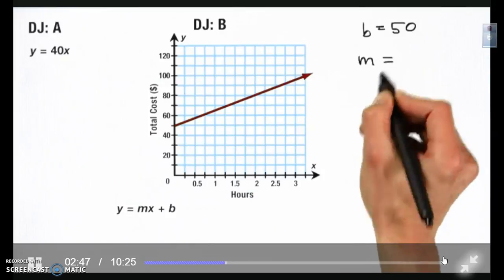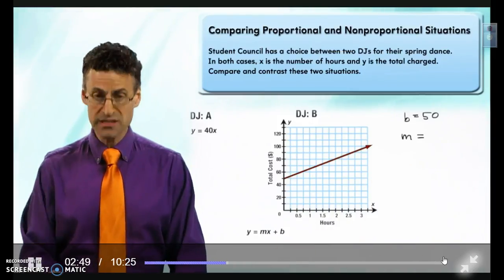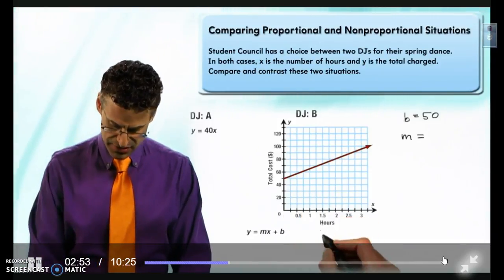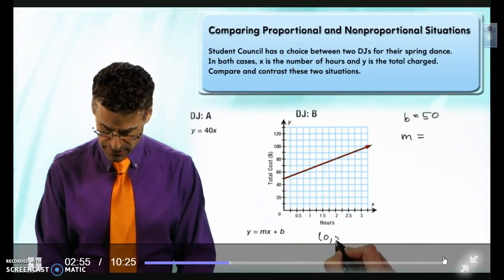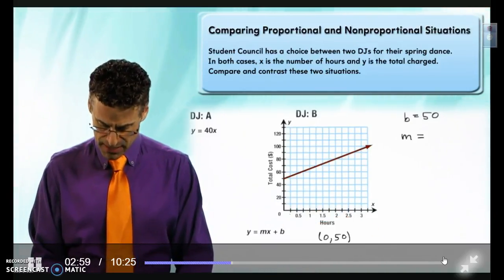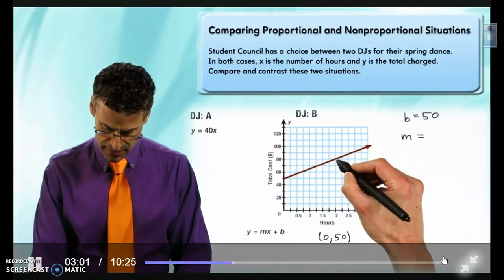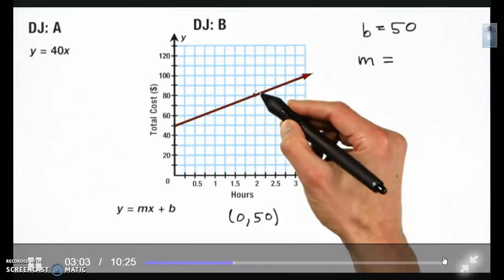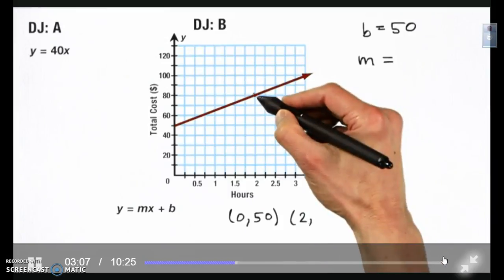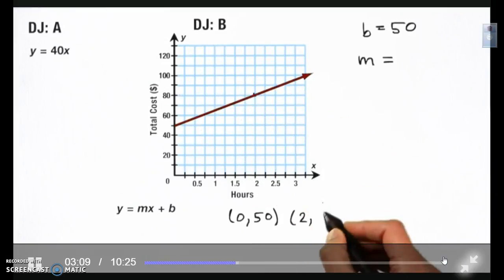M is the slope. So to find the slope, I need to have 2 points and look at the change in Y over the change in X. One point is easy. Let's just use the point 0, 50. That's the y-intercept. And how about this point right here? Do you see that point right there? That point is at 2. And over here, 80.